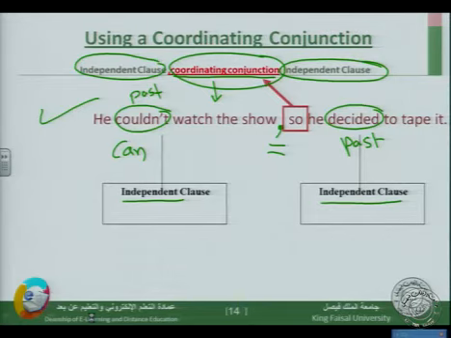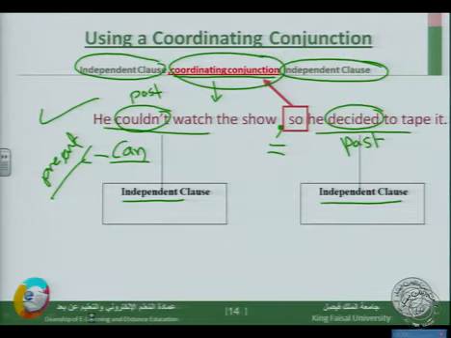So the coordinating conjunctions also balance the structure of the clauses and the tenses. So if one clause is in the past, the other should be in the past. I can't say he can watch the show, so he decided to tape it. This is wrong because the first was present. We can't switch from present to past or from past to present. This one should be in the past and the other should be in the past.